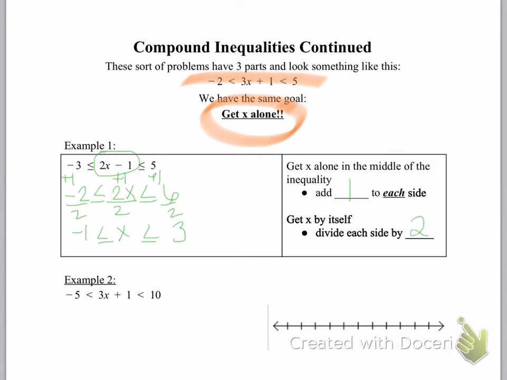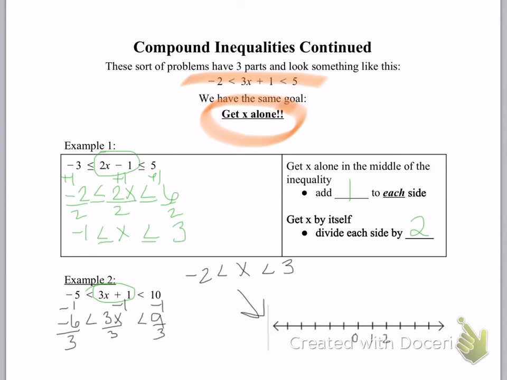Your second example, we're going to do that same part. This is our middle section. So we need to move over our 1. We do that by subtracting because it's the opposite. So we'll have negative 6 on this side. Left over in the middle we have 3x. Then on this side we have 9. So we got to get the x by itself, so you're going to divide each side by 3. So you'll be negative 2. Left over in the middle is just x. And then 3. So when we graph that on a number line, we'll still do it like we did before.